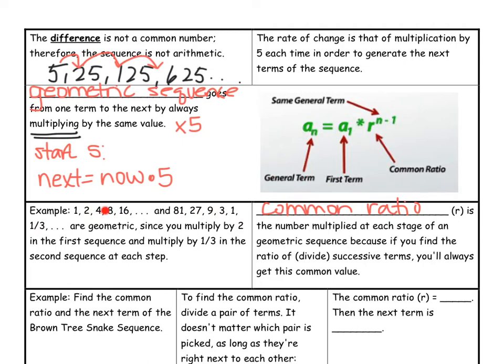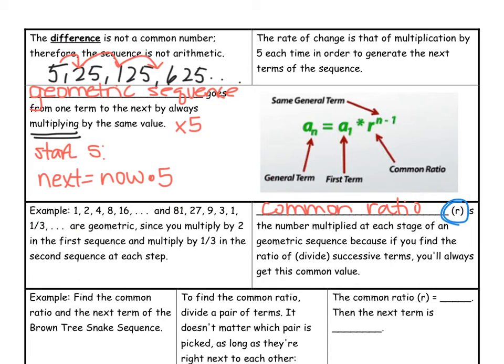So since we're multiplying by 2 in this one, multiplying by 1/3 in this one, this is a geometric sequence. And we call that number, what we're multiplying, in this case the 2, in this case the 1/3, the common ratio, and we use the letter R for the common ratio. And you can always find it by dividing successive terms.